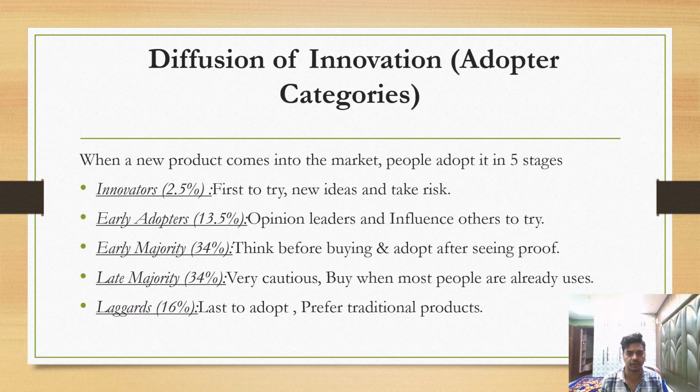The diffusion of innovation: when a new product comes into the market, people adopt it in five stages. First stage is innovators. The innovator stage is where the product comes into the market and each person is excited to buy the new product, experience it and learn about the idea. These people are risk takers, and this type of person makes up 2.5 percent of the market.